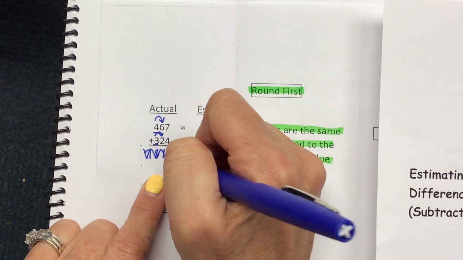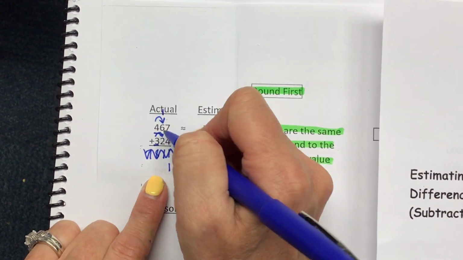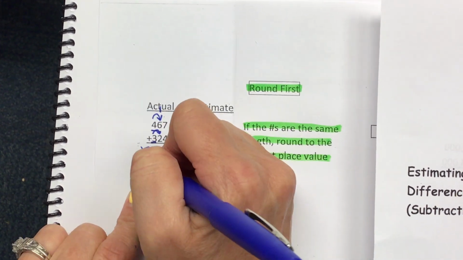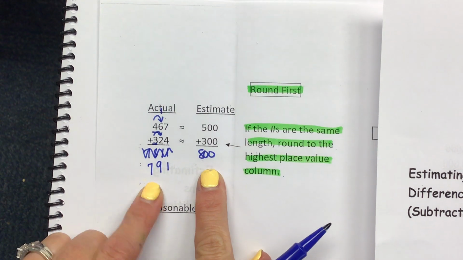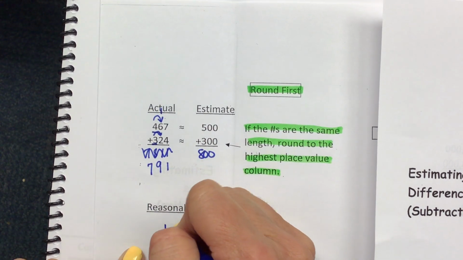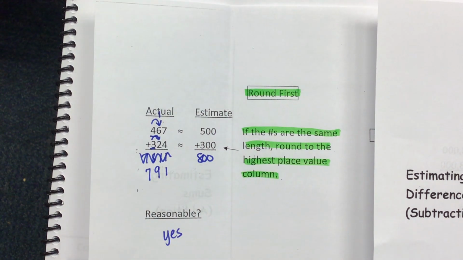So now let's add it. 7 plus 4 is 11. 6 and 2 is 8 plus 1 is 9. 4 and 3 is 7. Is 791 pretty close to 800? Yes. So that is what we call reasonable.